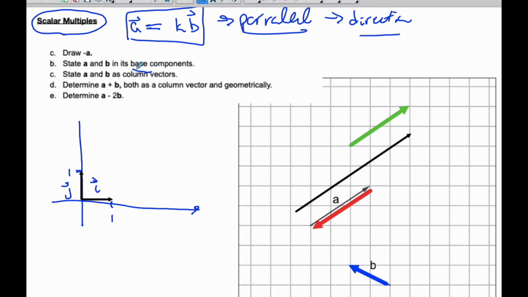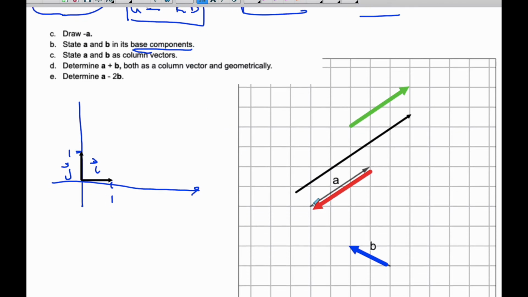So if I want to refer to the base components, well, I know that from A, I go over 3 units, 3i in the x direction, and I go 2 up in the y direction. So plus 2j in the y direction. So this is equal to vector A in its base components.